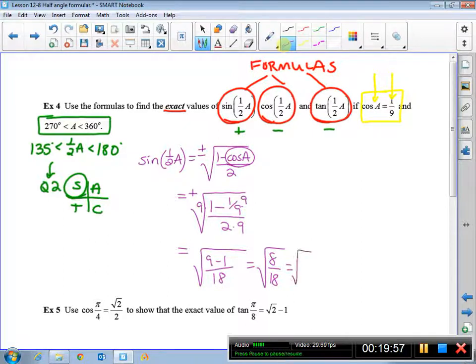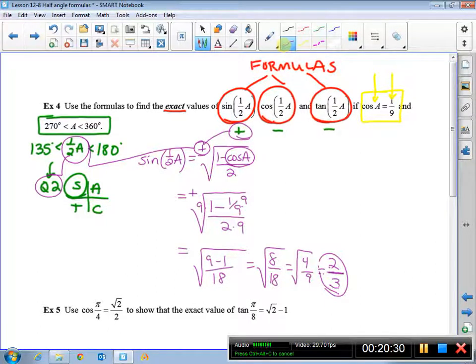I'm going to run out of room. And the square root of 4 is 2, and the square root of 9 is 3. That comes out quite nicely, 2/3. And again, we knew it was positive 2/3. We chose positive because the half angle is in quadrant 2, where sine is positive. So you go ahead and do the cosine of the half angle, the tan of the half angle. Start with the formulas. We'll see what you have in class tomorrow. And then we'll tackle this example 5 as well and do some problems.